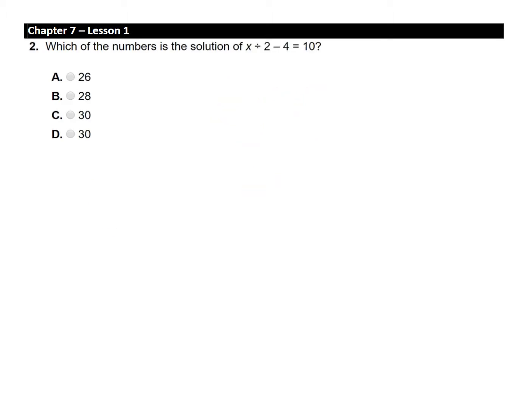Question number 2. Which of the numbers is the solution of x divided by 2 subtract 4 equals 10? Now we want to get x by itself, which means that we need to get divide by 2 subtract 4 on the other side. Now, when you do the order of operations, you're actually going to do them in the opposite way when you want to get rid of something.